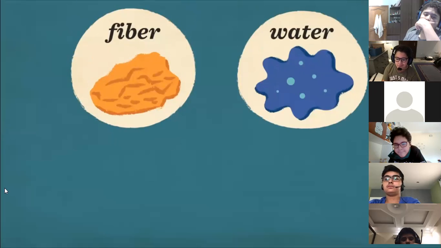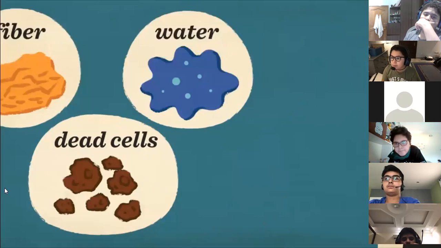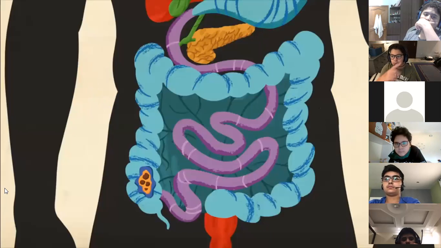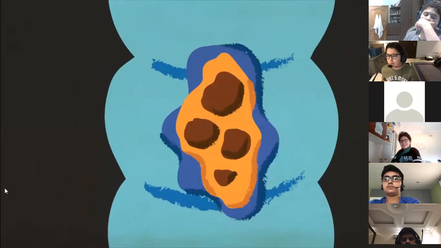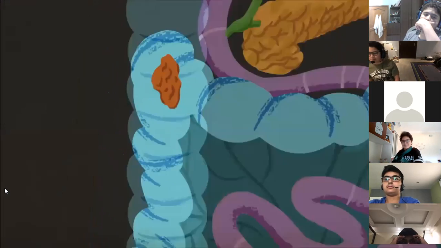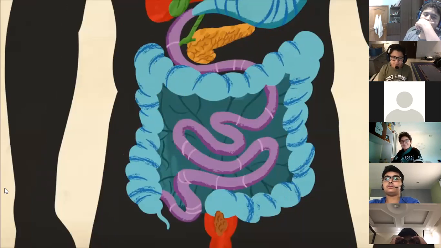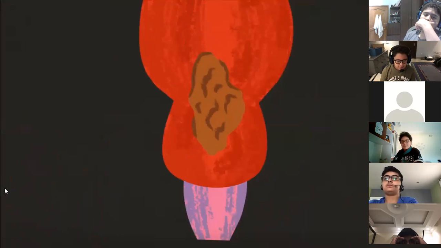Leftover fiber, water, and dead cells sloughed off during digestion make it into the large intestine, also known as the colon. The body drains out most of the remaining fluid through the intestinal wall. What's left is a soft mass called stool. The colon squeezes this byproduct into a pouch called the rectum, where nerves sense it expanding and tell the body when it's time to expel the waste.